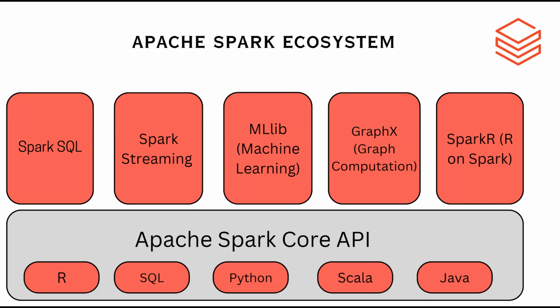So the next component is Spark SQL. Spark SQL is a module designed for working with structured and semi-structured data through SQL-like queries. Spark SQL introduces the DataFrame API, which organizes the data into rows and columns, much like a relational database table. This makes it easier to work with structured data, and it supports various file formats such as JSON, Parquet, ORC, and even Hive tables.